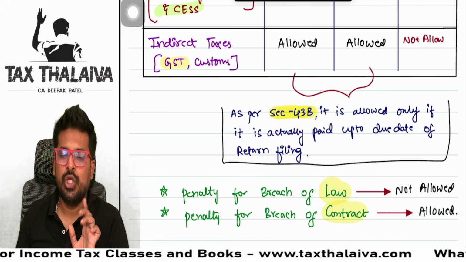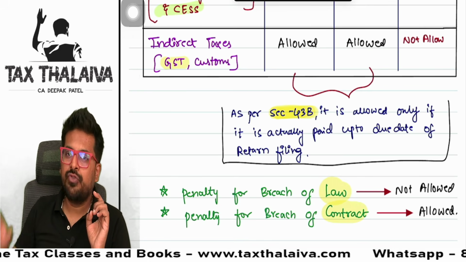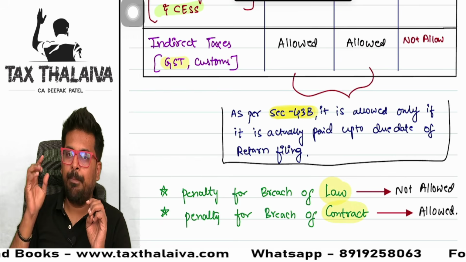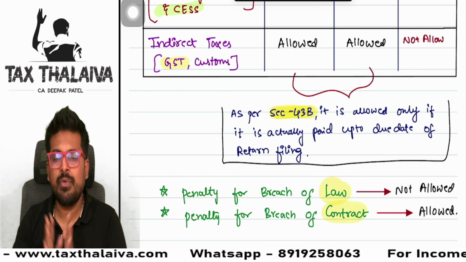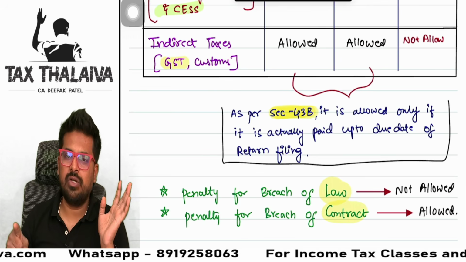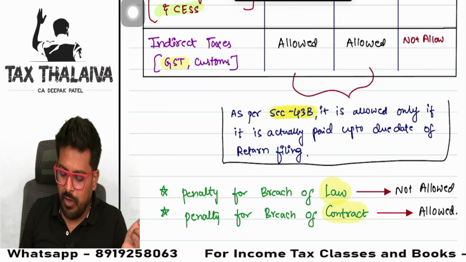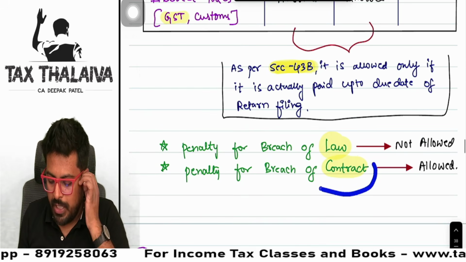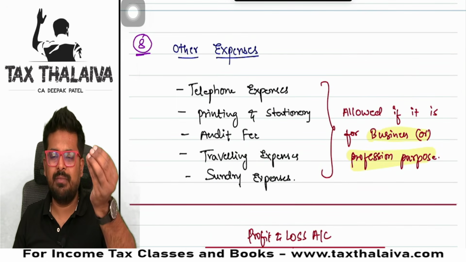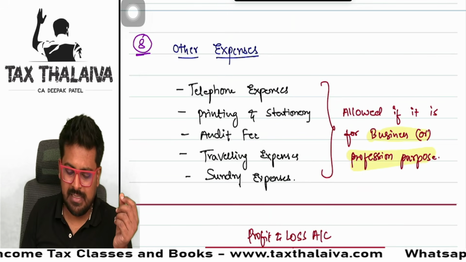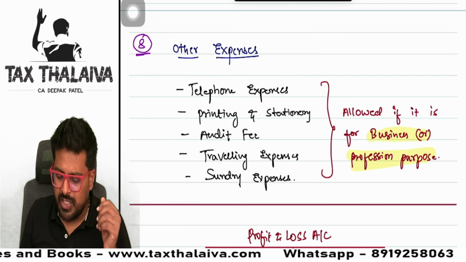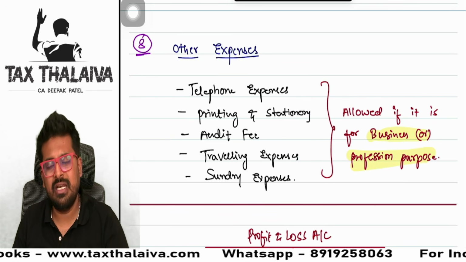43B is very simple. If you want to claim those expenditures which are listed in section 43B, you have to make payment on or before the date of filing of return of income. Only then you will get the deduction. If you did not make the payment before filing the return of income, you will not get the deduction. Penalty for breach of law is not allowed, but penalty for breach of contract is allowed. Next, other expenses. There may be miscellaneous expenses like telephone expenses, printing and stationery, audit fee, traveling, any kind of expenditure. If it is for the purpose of business or profession, it is allowed.